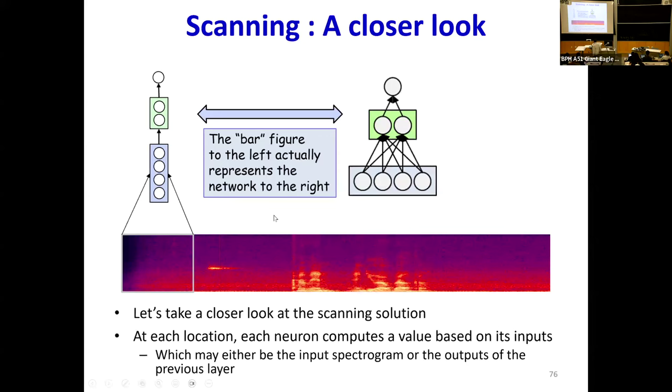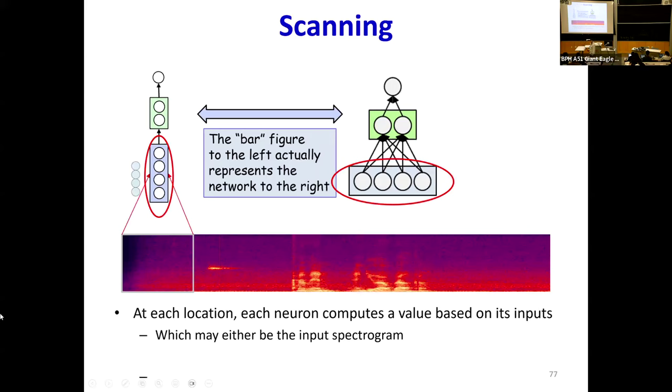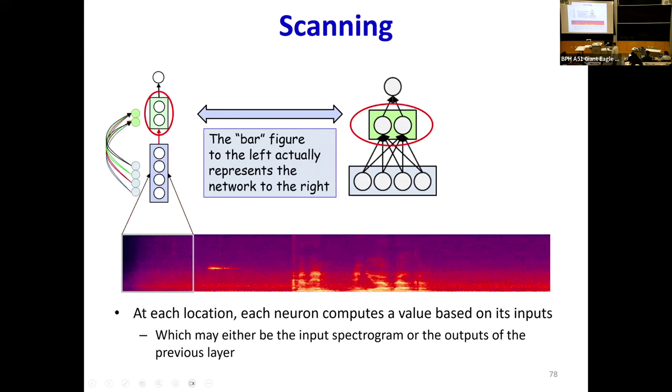Now, when this network scans the input at each position, the first layer computes a bunch of values shown by the four gray circles. And the first layer computes its values from the input itself. The second layer computes a bunch of values shown by the green circles, and it computes its values from the first layer outputs. And the third layer computes its values from the outputs of the second layer. Is this illustration making sense to everybody?